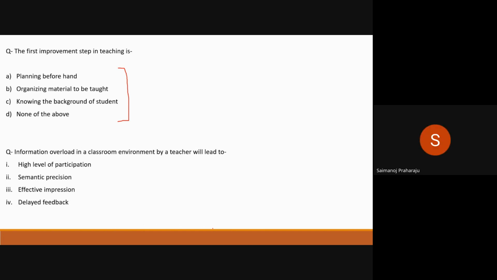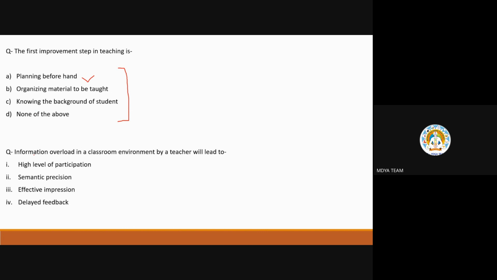Option A, ma'am. Option A, planning beforehand. Yes. This is the first thing, okay? Planning beforehand will help to achieve the predetermined goals, the objectives that will help in enhancing the learning outcomes, okay?